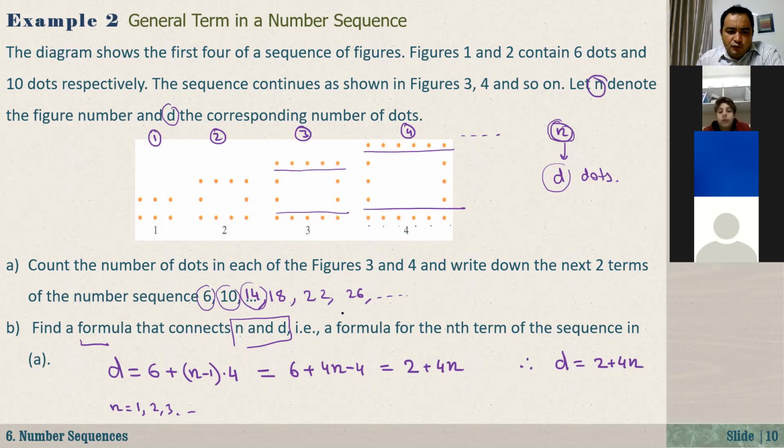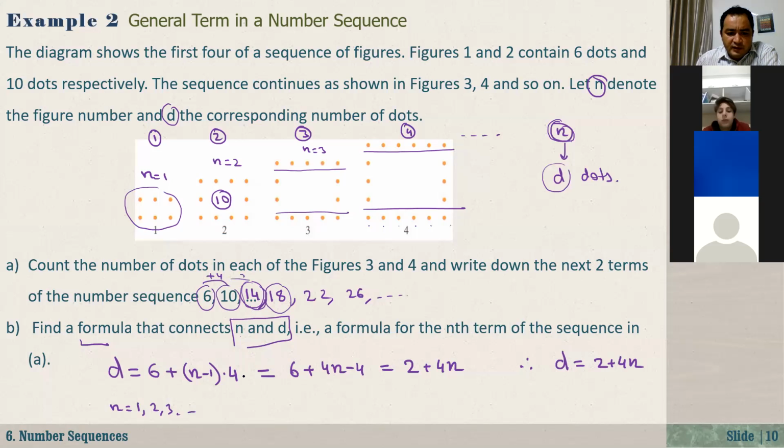As you see here, if n equals 1, how many dots do we have? 4 times 1 is 4, 4 plus 2, it is 6. So here we have 6 dots. How about if n equals 2? It is 8, 8 plus 2 is 10. Here we have 10 dots. If n equals 3, 4 times 3 is 12, 12 plus 2, it is 14. If n equals 4, it is 16, 16 plus 2, it is 18. Each time it's increasing by 4, right?